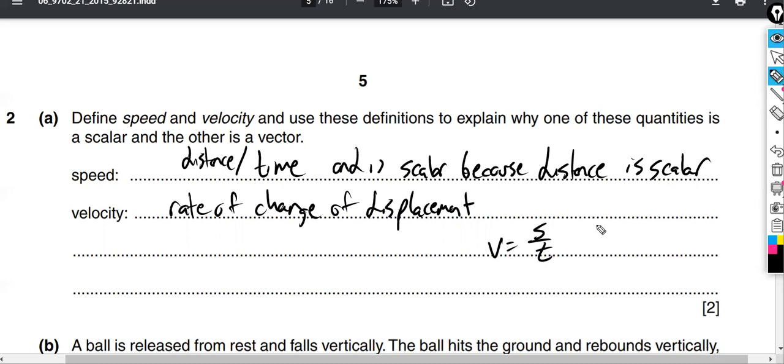This is why the slope of a displacement time graph gives velocity, right? We're plotting displacement in meters, time in seconds, and if we do rise in meters over run in seconds, that's meters per second of velocity. So if it's a steep line, it's going very fast, covering a lot of meters in a little bit of time. If it's a shallower slope, it's covering fewer meters in the same amount of time. And a horizontal line, the slope is 0, so that's 0 meters per second. All right. The rate of change of displacement, velocity is the vector because displacement is a vector.